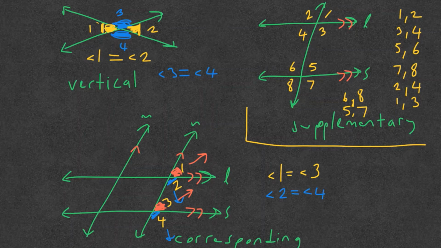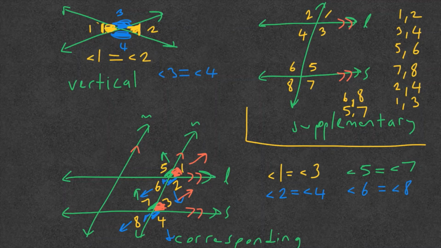So if you continue to name the angles, let's say this is 5, this is 6, this is 7, this is 8. So here angle 5 and angle 7 face the same direction. So it means angle 5 is equal to angle 7. They face the same direction and they are above the parallel lines. The last one here, angle 6 and angle 8, face the same direction and are below the parallel lines. So angle 6 is equal to angle 8.